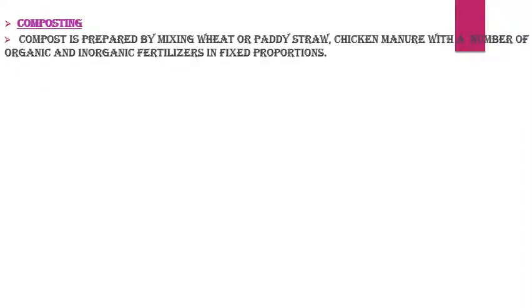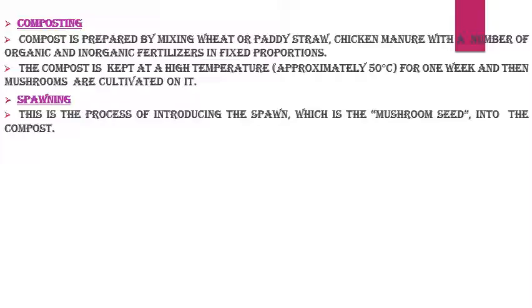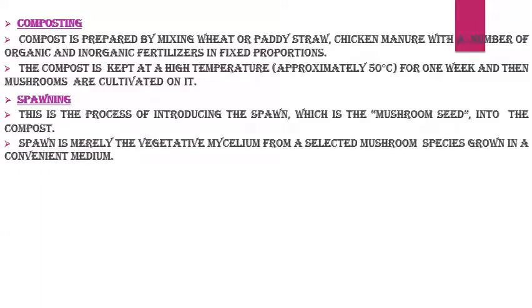Composting. Compost is prepared by mixing wheat or paddy straw, chicken manure with a number of organic and inorganic fertilizers in fixed proportions. The compost is kept at a high temperature, approximately 50° Celsius, for 1 week, and then mushrooms are cultivated on it. Spawning. This is the process of introducing the spawn, which is the mushroom seed, into the compost.